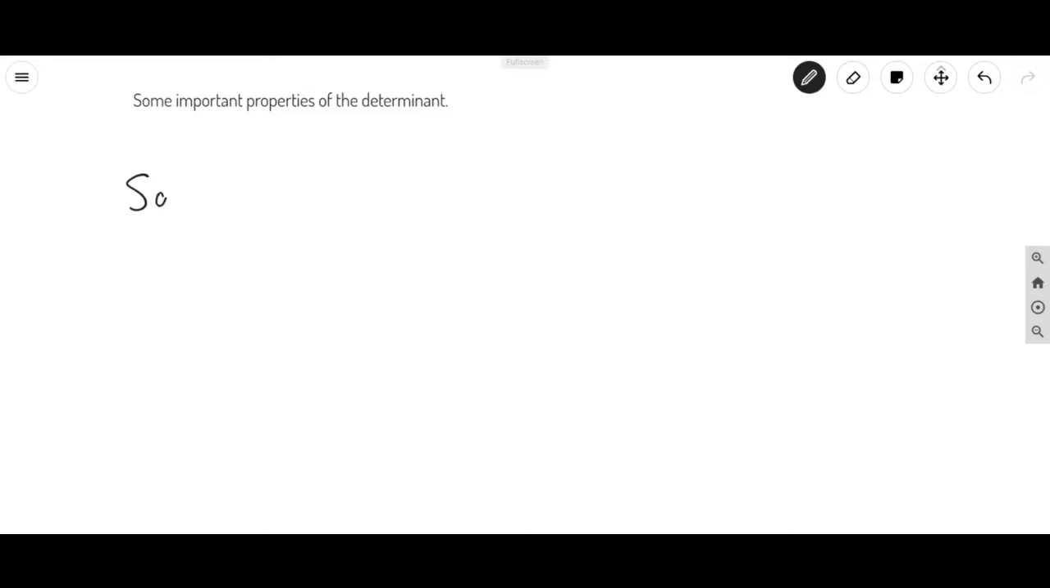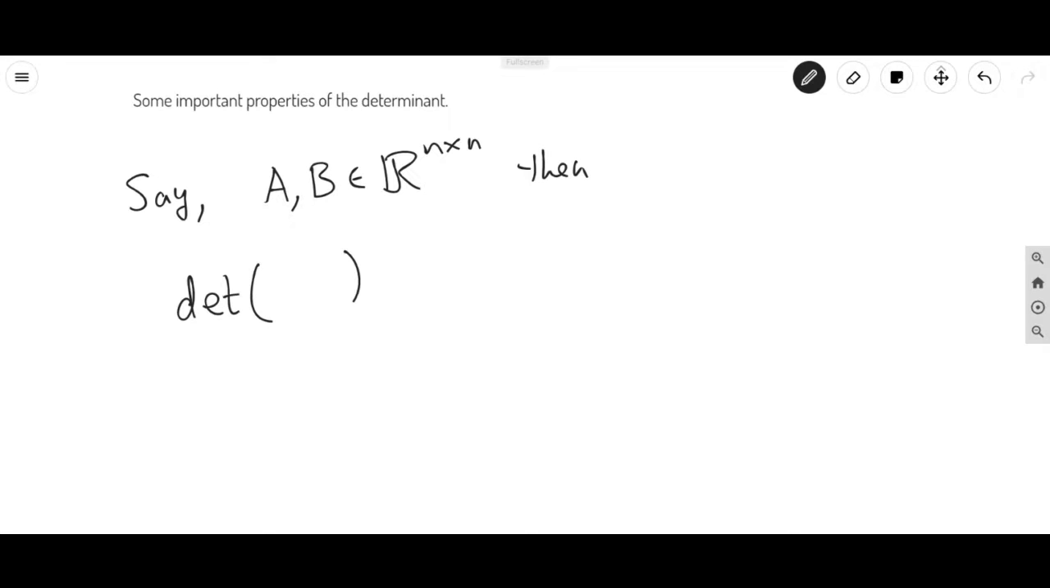So say that A and B are square matrices. So you have two matrices that are square, and both of these matrices are the same size. Then there's this very nice property. If you take the determinant of the product of two matrices, then that is the same thing as the product of the determinants.